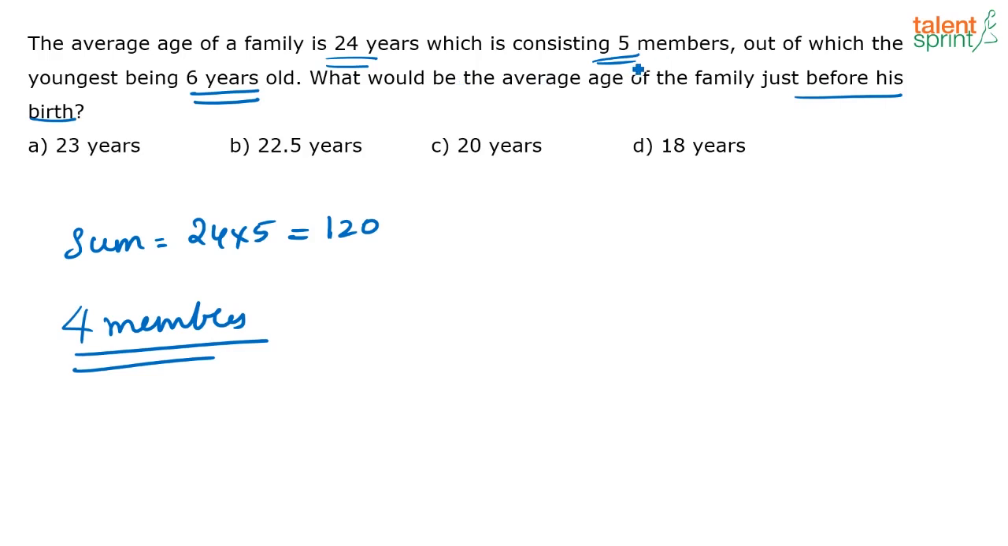Now, before 6 years, right? The youngest child is 6 years. So when should I find out the average? I have to find the average 6 years ago. So what was the sum of the people 6 years ago? The sum of the ages of all the people 6 years ago is nothing but 120 minus 6 into 5, correct? That's 120 minus 30. Basically, everybody's age is going to be reducing by 6 years, correct? So 120 minus 30, that is equal to 90. So this is going to be the sum of ages of the members 6 years ago.